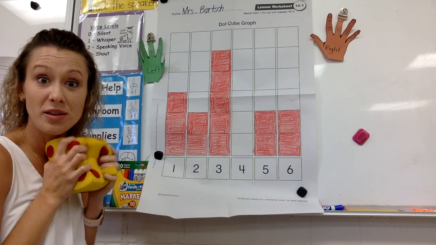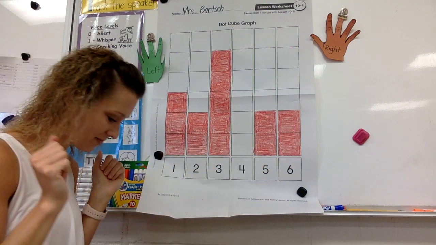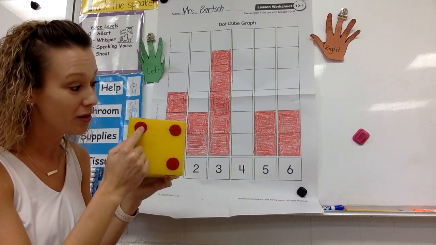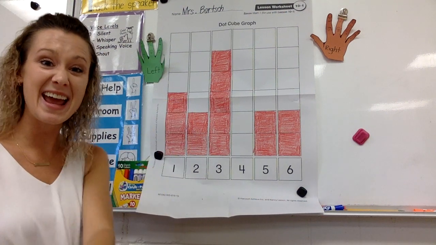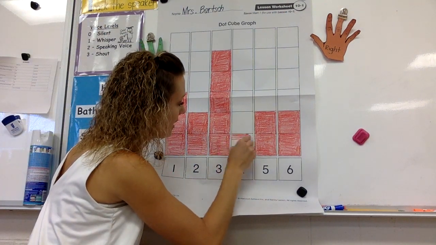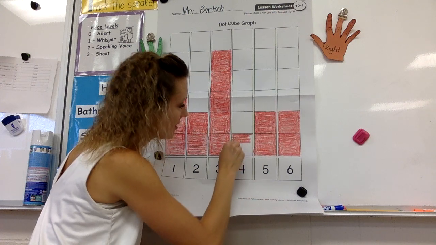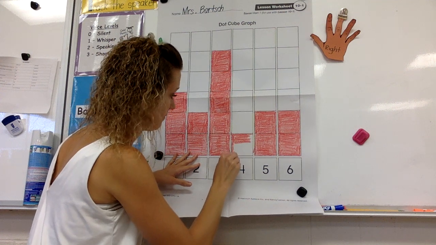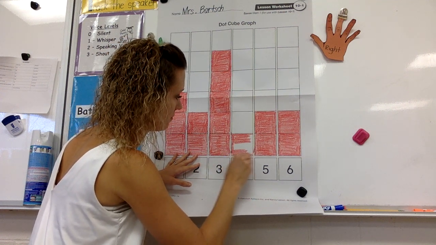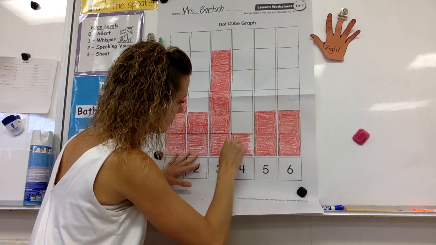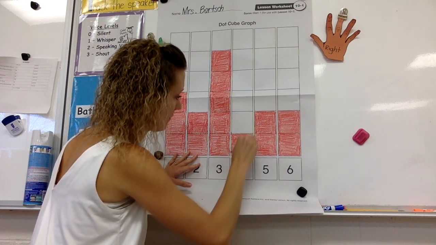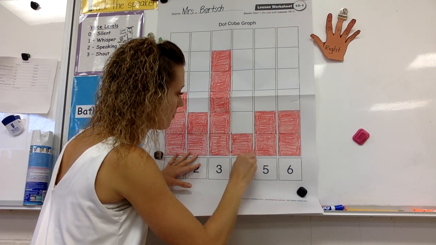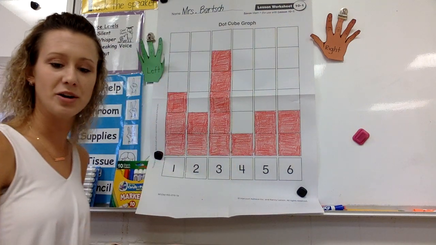I'm gonna roll again. Do you think I'll roll a 3? Let's see. Look what I rolled. Count with me. 1, 2, 3, 4 gets 1. Yay, color 1 for number 4. 4 is still losing, but at least it got 1, right? All right, park your red.